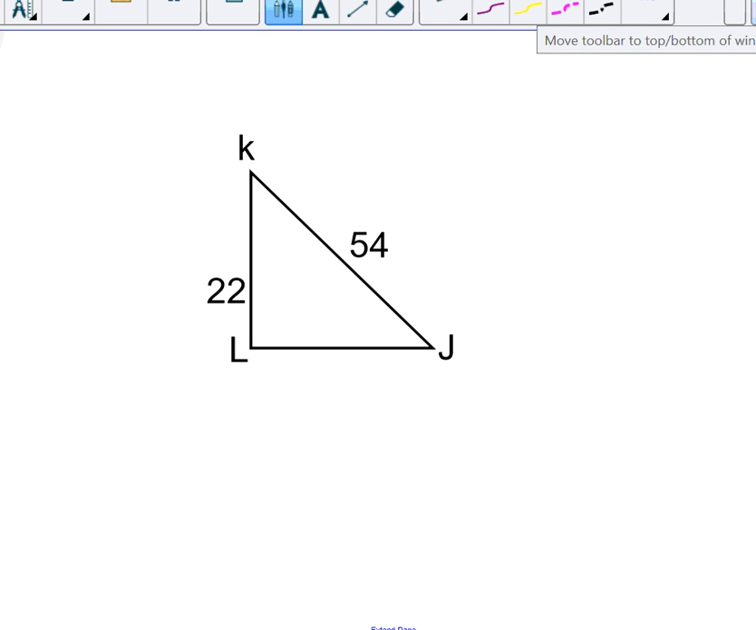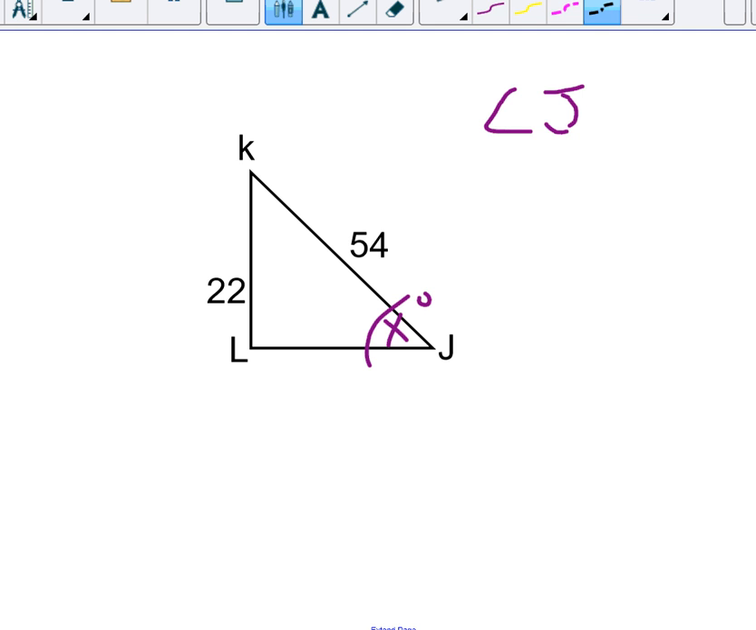Hey guys, a student sent me a question from Delta Math that looked like this and asked you to find angle J, which they'd labeled as X degrees. So we're solving for that angle, and I wanted to give you guys a little help because I know lots of you have been struggling with this particular Delta Math assignment. So if we're finding that angle, here's the information that we have about it.